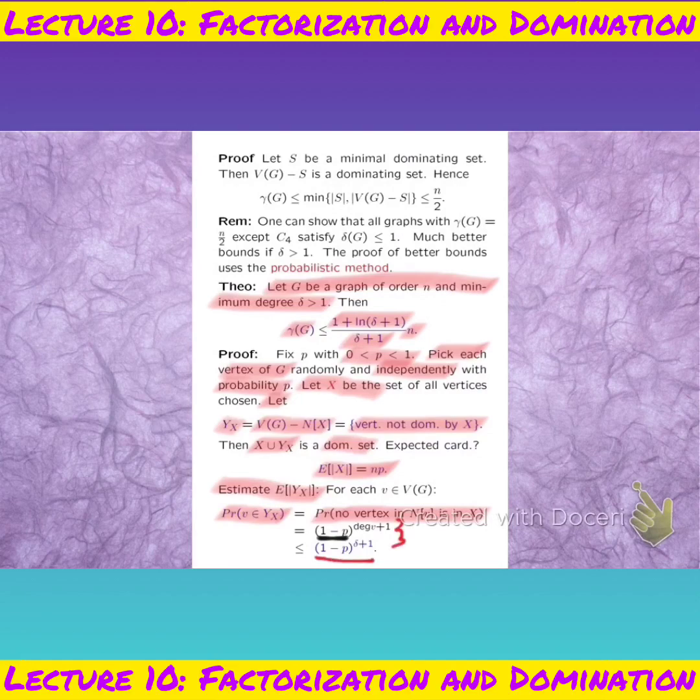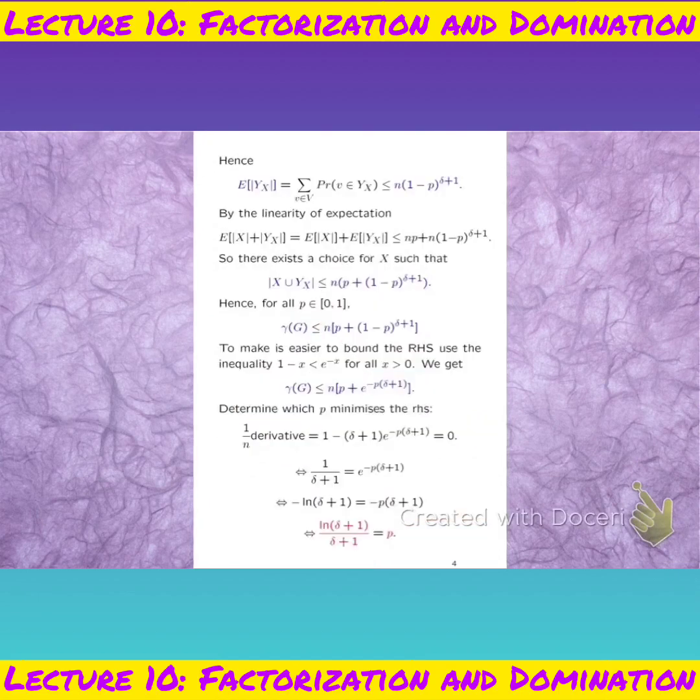So this quantity here reaches its maximum value when the degree of Y is the smallest it can possibly be, which is the minimum degree. All right, so therefore the expected value of that set is at most n times that probability that we worked out, which is (1 minus p) to the power of delta plus 1. So by the linearity of expectation, the expectation of this new dominating set I form by throwing all the non-dominated vertices into X is at most the expected value of X plus the expected value of Y subscript X. Right, so simplifying, we get that expression in terms of P.